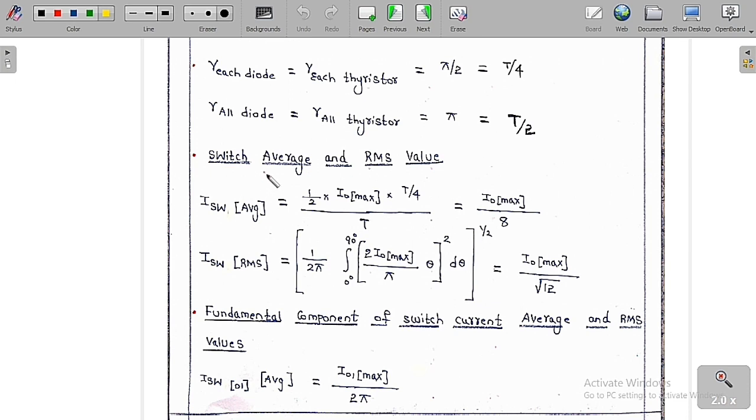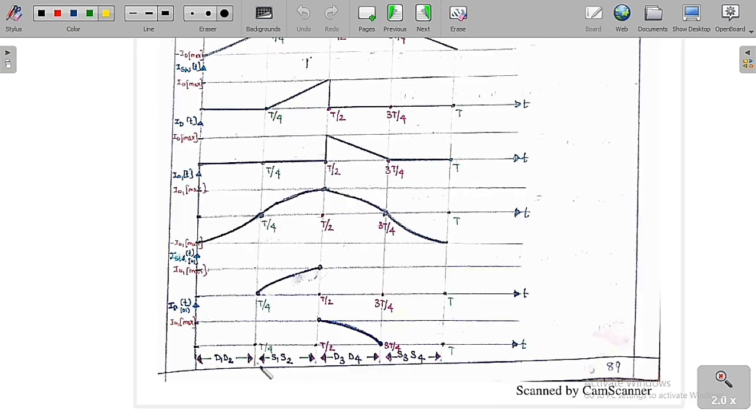So basically, if you want to find the average value of the switch current and the RMS value of the switch current, I have already told you S1, S2 are on only from T by 4 to T by 2. Now I am going to assume a switch current ISW, the current flowing in the switch S1. So switch S1 is on only from T by 4 to T by 2.